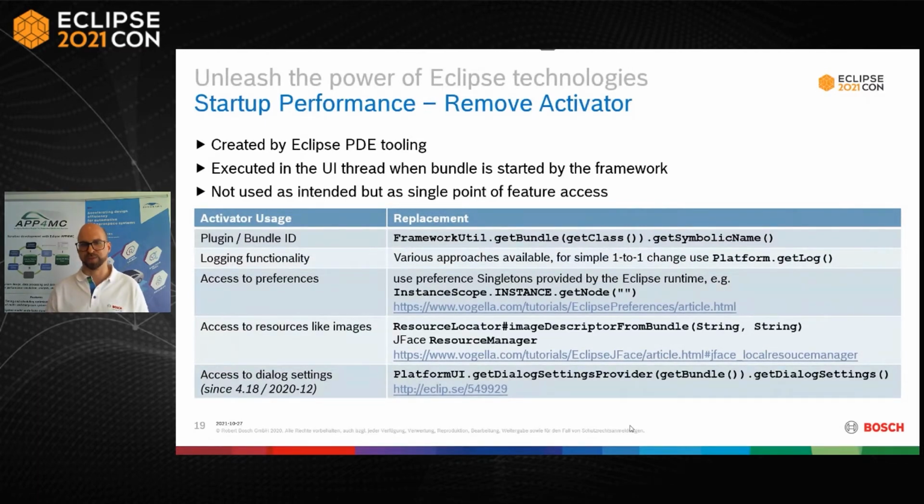There's an article by Lars Vogel that explains that. Same for resources. There is the LocalResourceManager that you should use to handle resources. There's also a good article by Lars Vogel. And since 4.18, which is the 2020-12 release of Eclipse, there's also a PlatformUI getDialogSettingsProvider function. I have linked the ticket to this, which was the last one for us to get rid of the activator section. So you can get rid of all the activators if you only use these features.